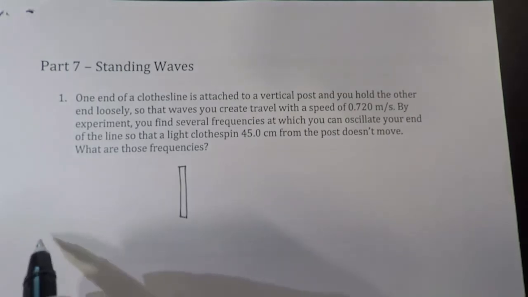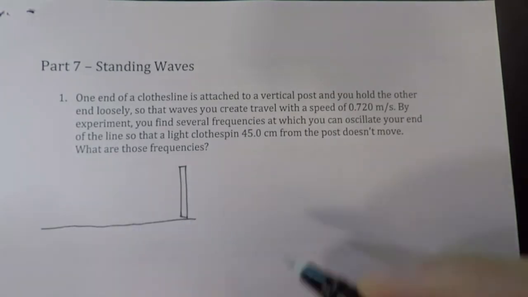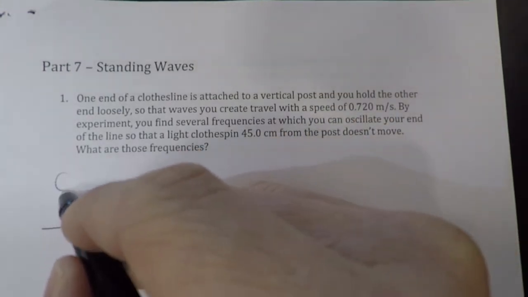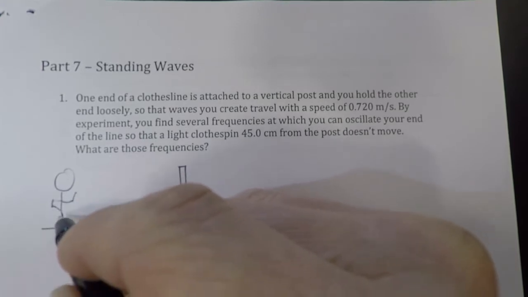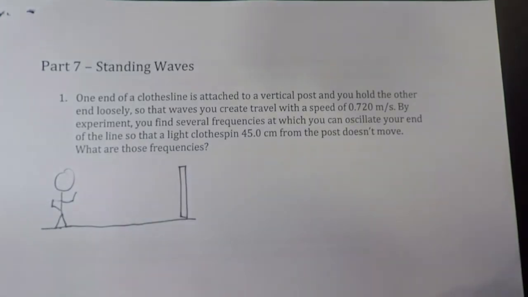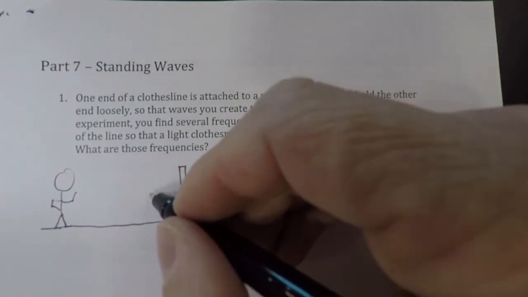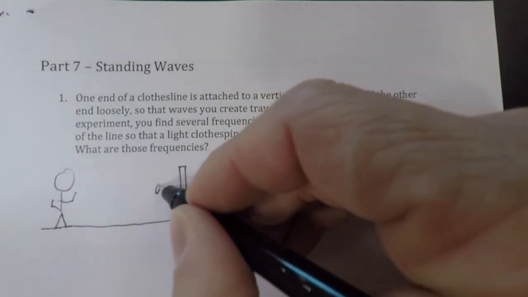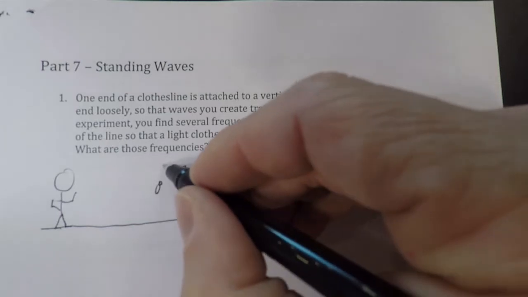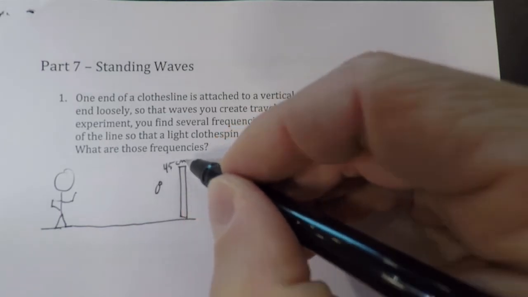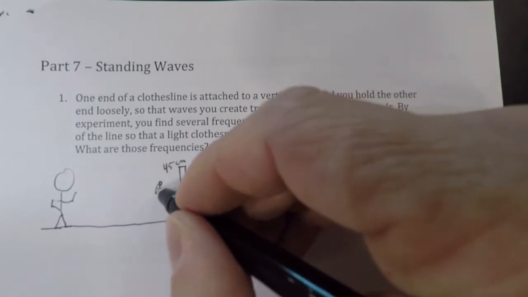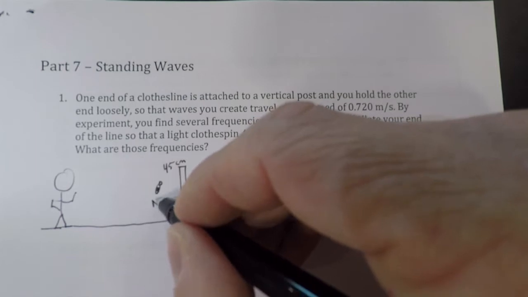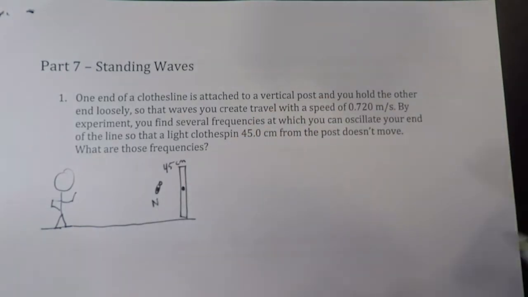So we'll draw some kind of a post here. And you're going to be wiggling this clothesline up and down. And there's going to be a clothespin about 45 centimeters from the post. And this clothespin is not moving. So that means that the clothespin has to be at a node, a place that doesn't go up and down.